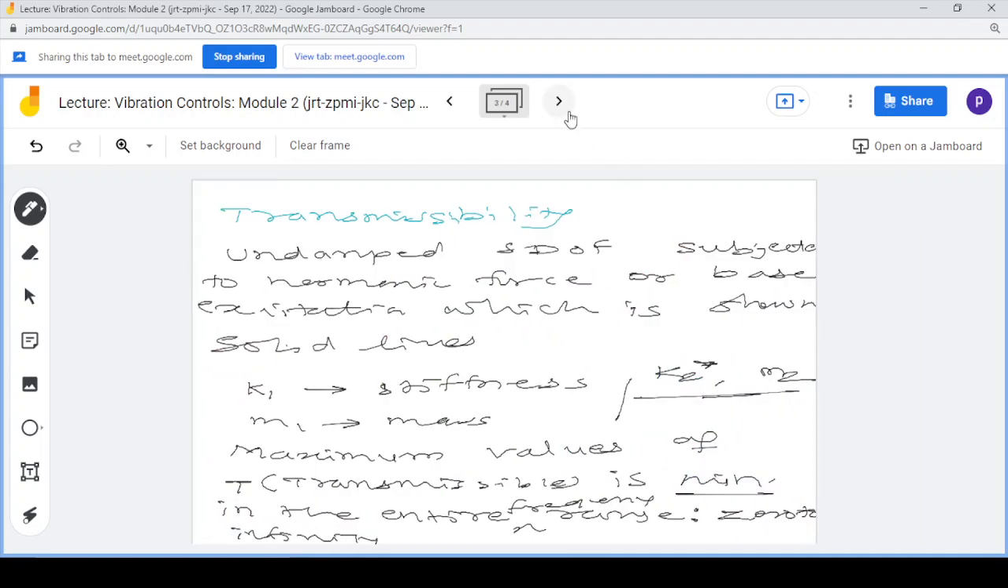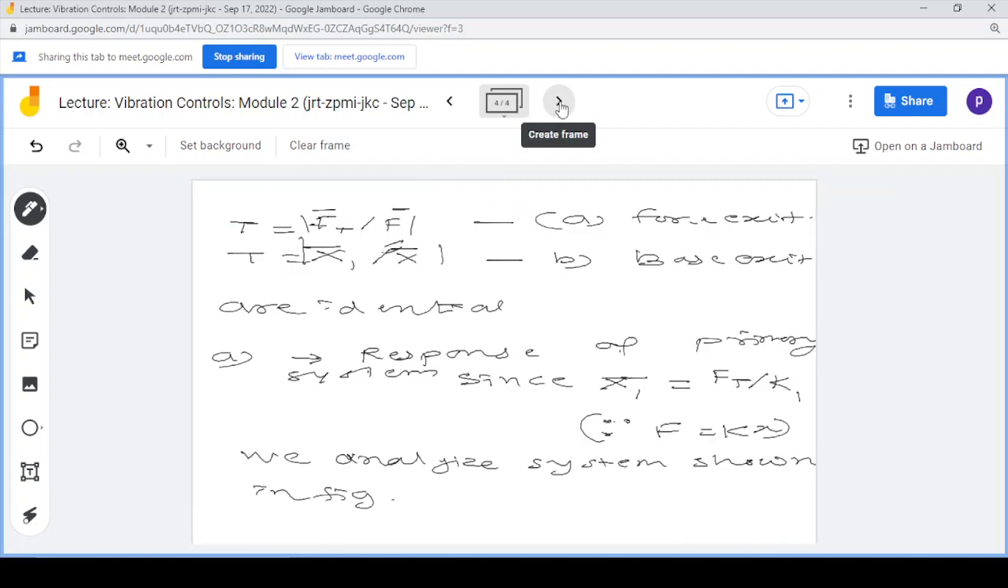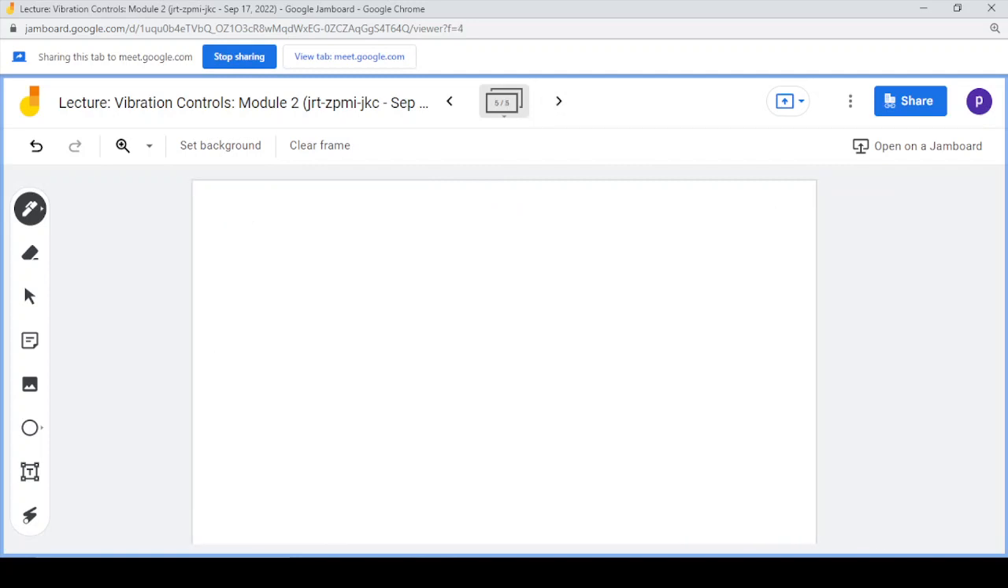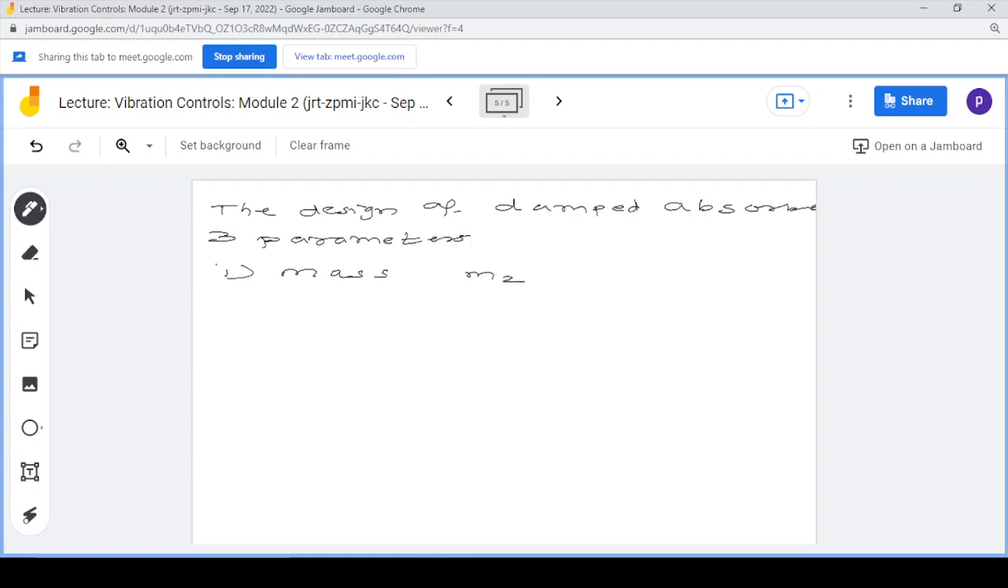Okay. Now let us consider the different parameters which are required in the design of the damped absorber. The design of a damped absorber involves three parameters. Which are the three parameters involved? The first is mass M2. The second is stiffness, represented by the real part of K2.